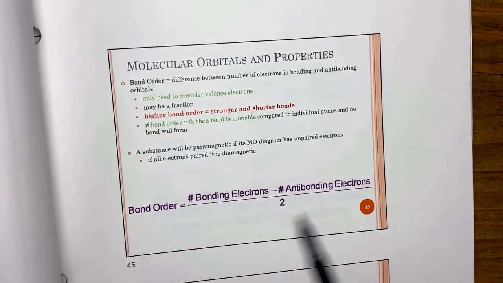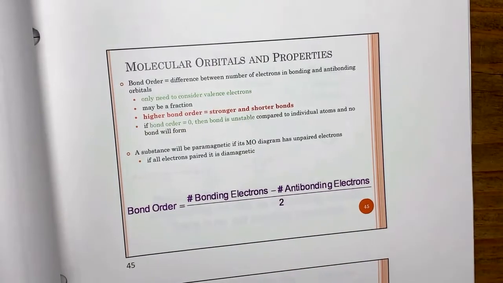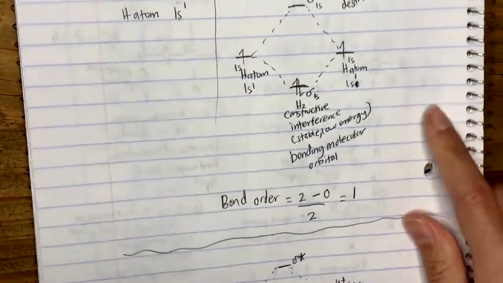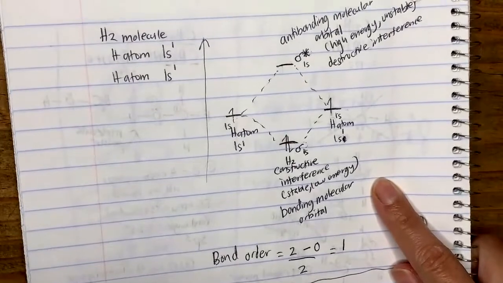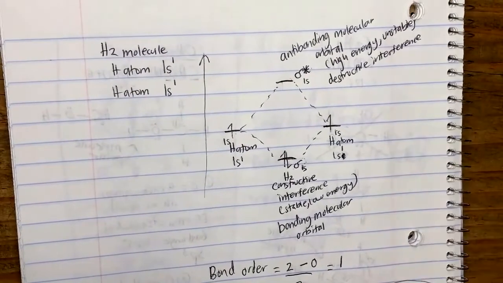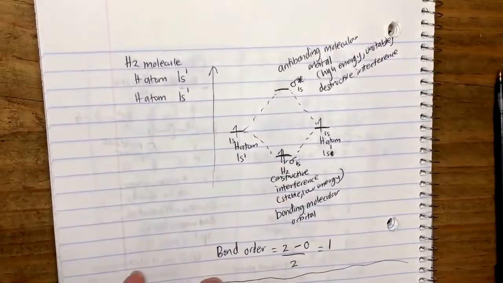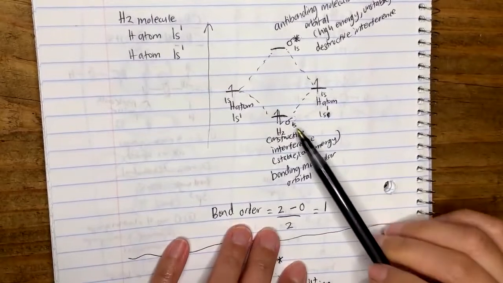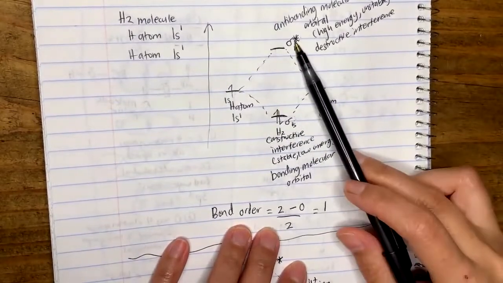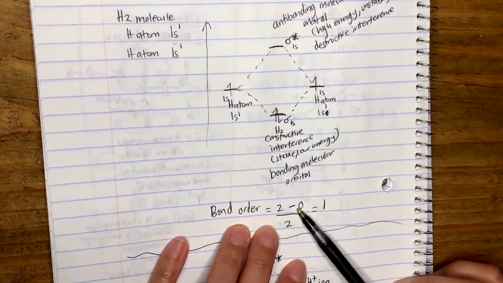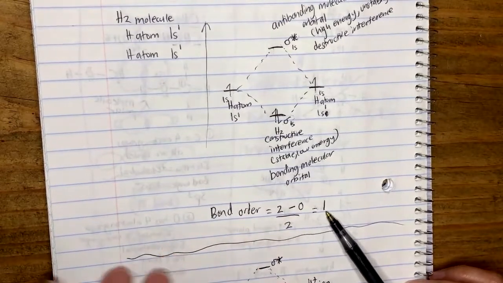So once you have all this out, you can calculate the bond order. I want to show you some examples, okay? Earlier we had the 1s and 1s, and we put them together. This is my notes right here. You obviously will get pictures of these notes as well. Let me zoom out a little bit. So the bond order is 2 in the bonding minus 0. So 2 minus 0 over 2, my bond order is 1 for this one.